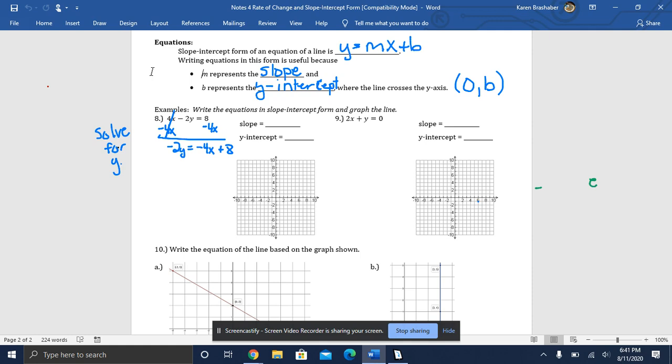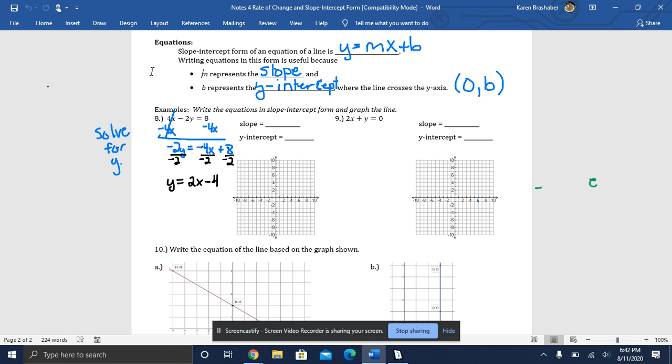And then I'm going to divide every term by negative 2 on both sides of the equal sign so that I can get the y by itself. So now my slope-intercept equation is y equals. I have negative 4 divided by negative 2. That's a positive 2x. And then I have 8 divided by negative 2, and that is a negative 4.